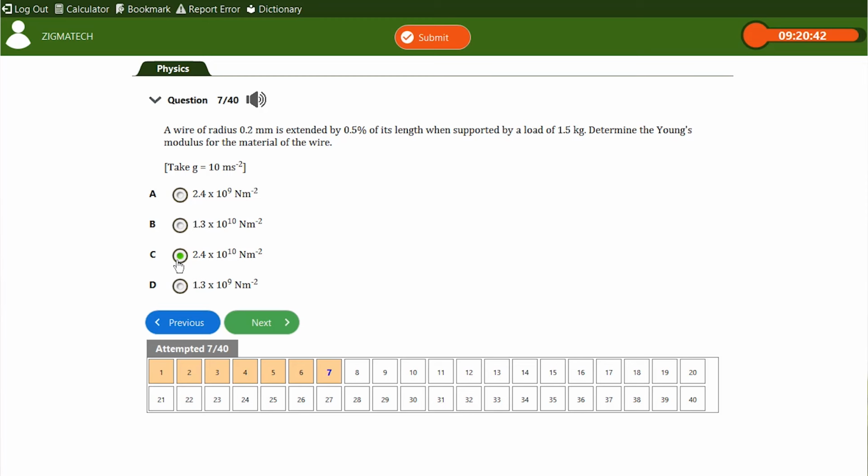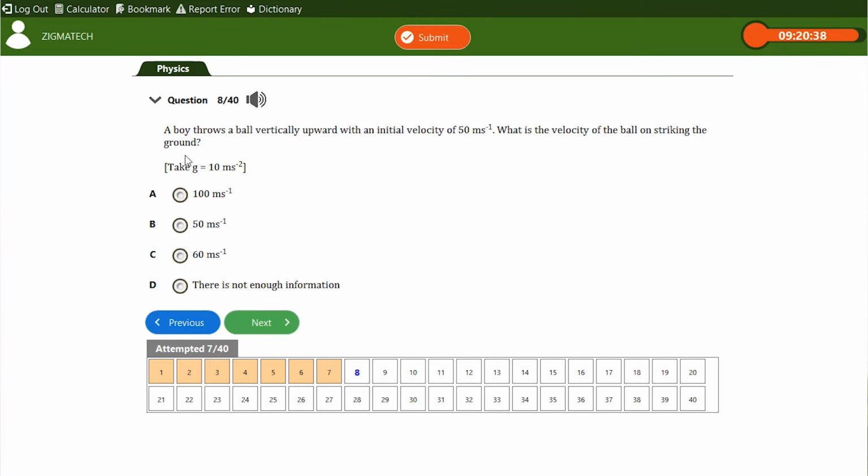Alright, number 8. A ball thrown vertically upward with an initial velocity of 50. What is the velocity of the ball on striking the ground?